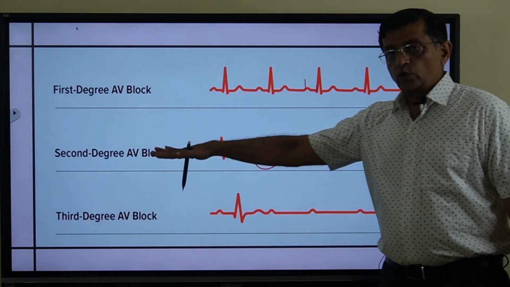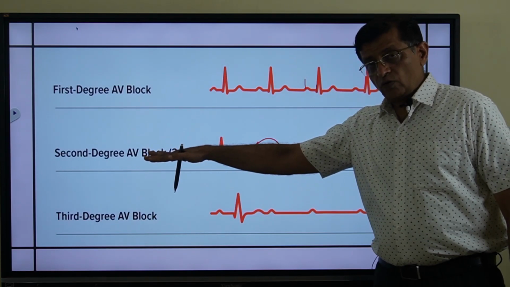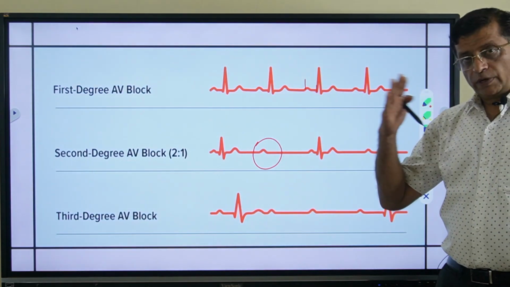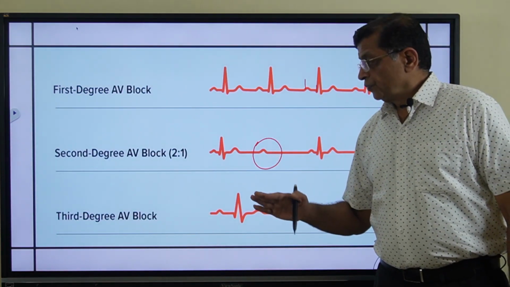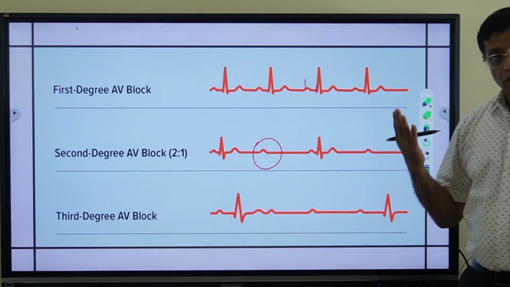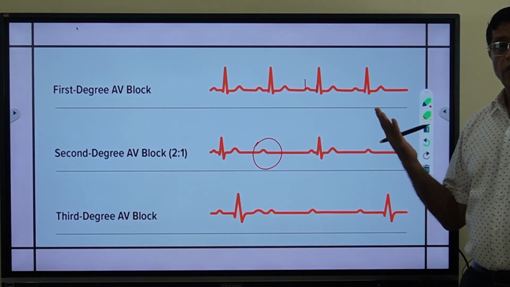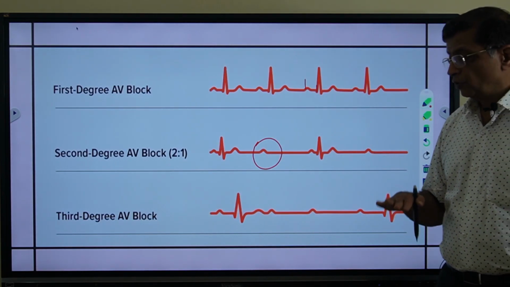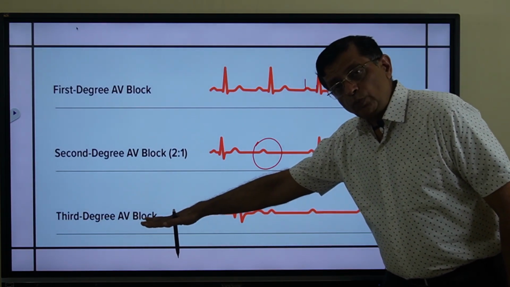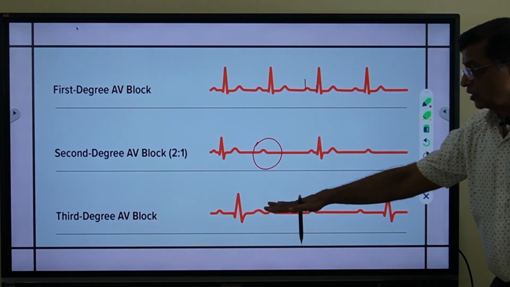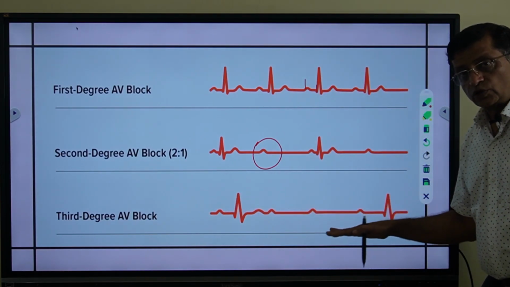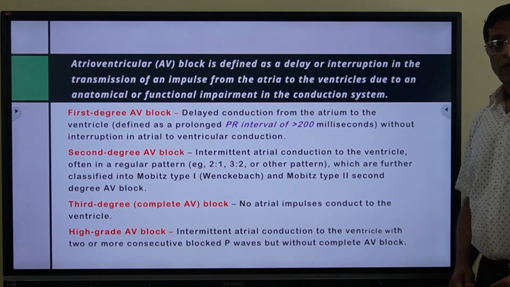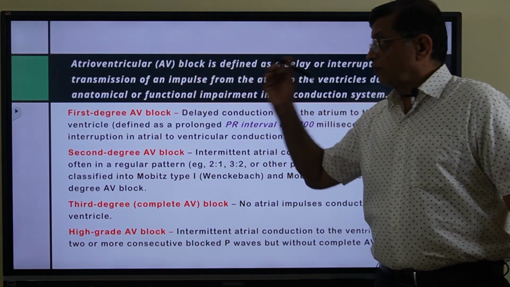That is further divided into Mobitz type 1, which is also called Wenckebach, where there is gradual prolongation of the PR interval followed by a non-conducted P wave, and sudden loss of conduction without any prior PR prolongation, that is Mobitz type 2. We'll come to it. And lastly, when no P wave or no atrial impulses are conducted to the ventricles, this is called complete AV block or third degree AV block. So these are the definitions of AV block.